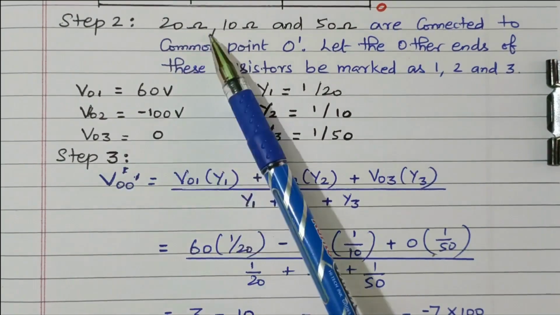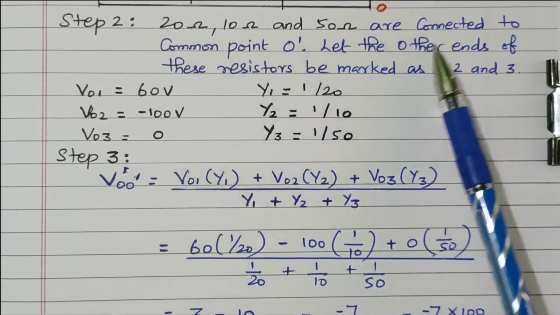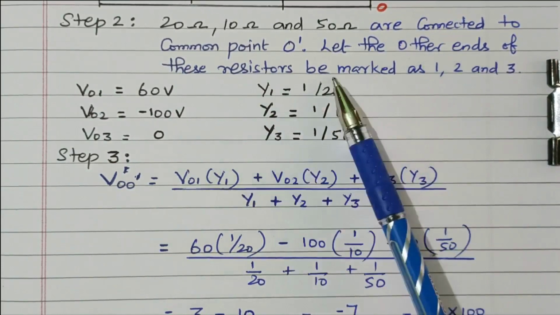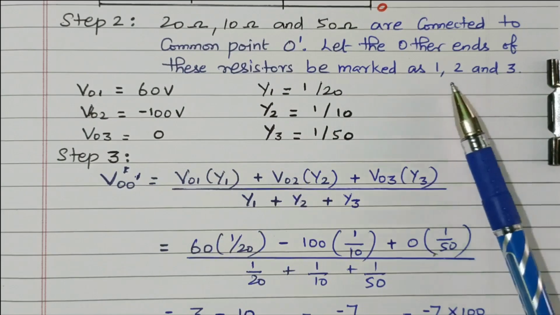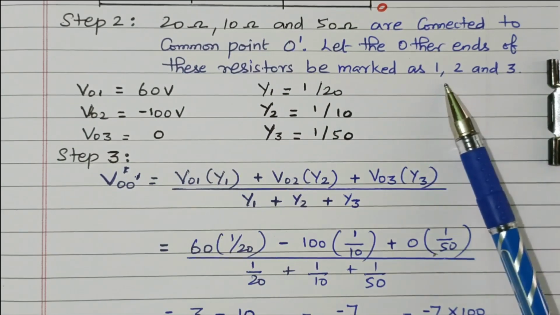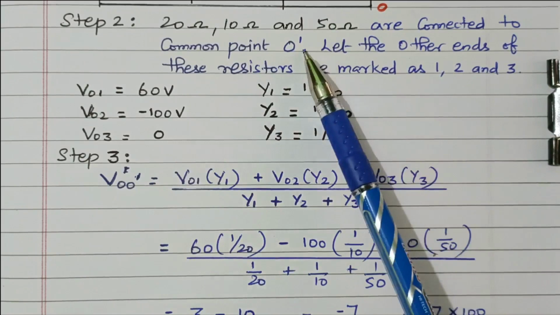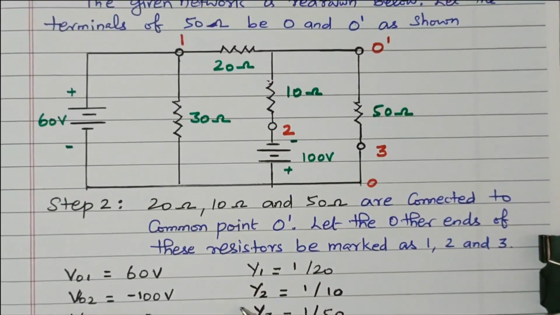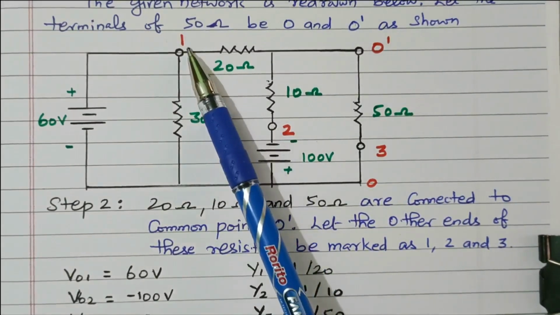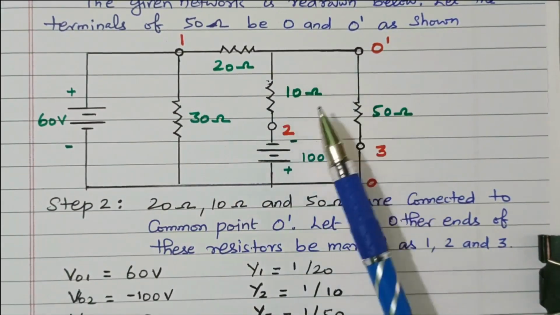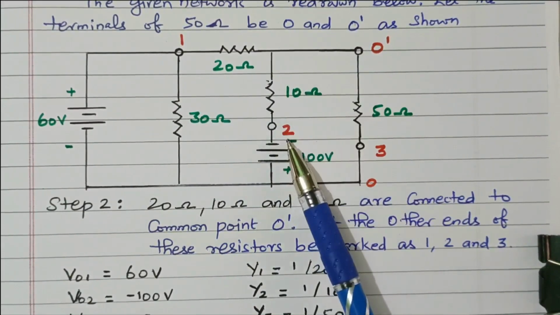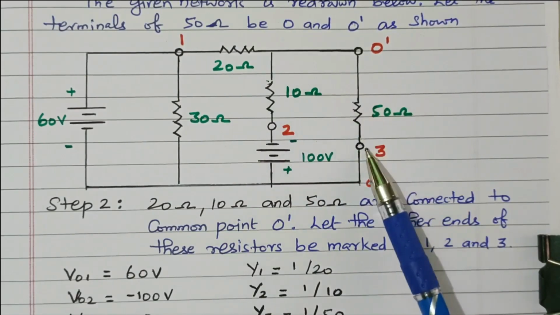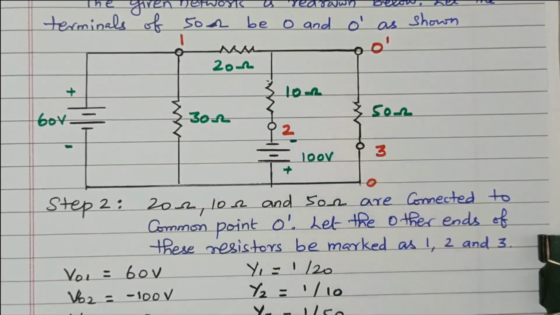So in step 2, the 20 ohm, 10 ohm, and 50 ohm resistors are connected to the common point O dash. Let the other terminals of the resistors be marked as 1, 2, 3. All these resistors are connected to the terminal O dash. Referring to the diagram again: the 20 ohm is connected at point 1, the 10 ohm at point 2, and the 50 ohm at point 3, and the other end of each is connected to O dash.